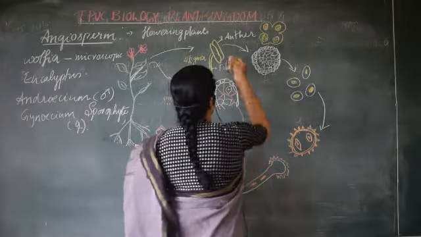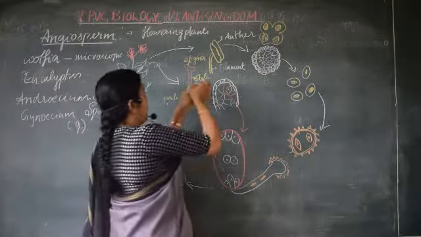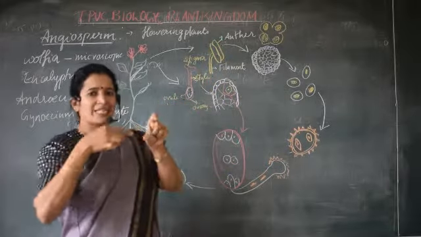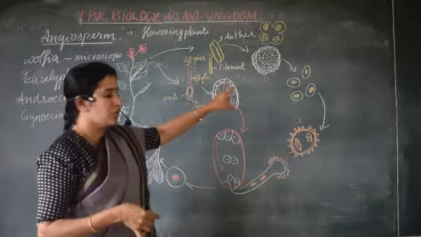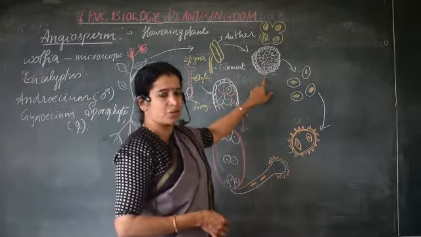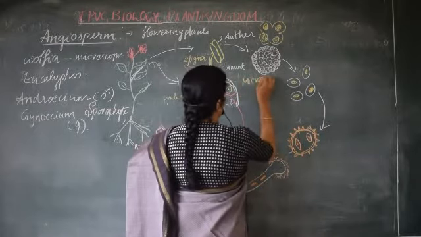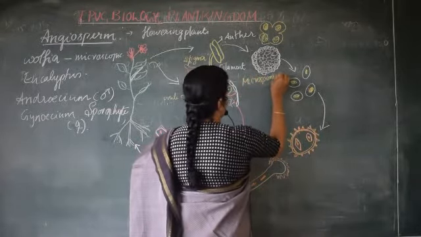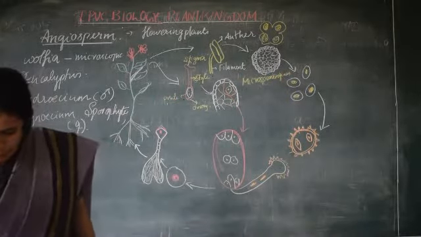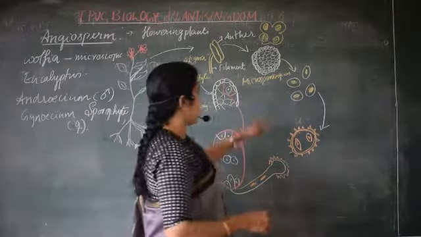Just imagine the flower. This is an anther. Suppose you cut it like this, you will get a section. That section, in microscopic view, will look like this. One of the structures is enlarged and shown here. That structure is called a microsporangium, in which the pollen grains are produced. So in this, the microspores are produced.